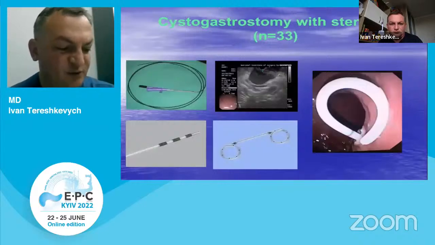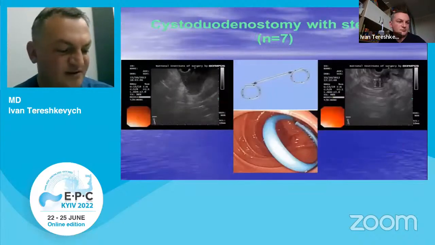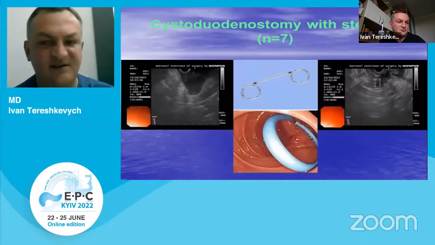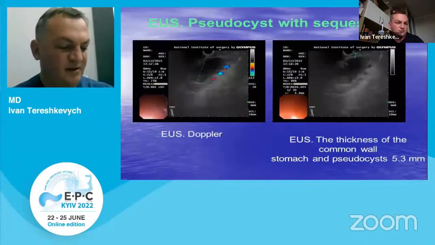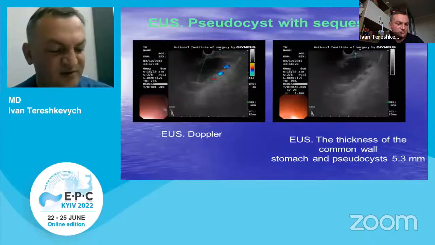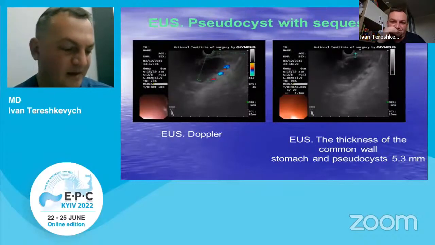The slide presents tools for cystogastrostomy: cystotome, plastic stent, type double pigtail. The slide shows cystoduodenostomy with stenting. In the case of pancreatic pseudocysts with sequesters, we performed stenting with a metal stent.